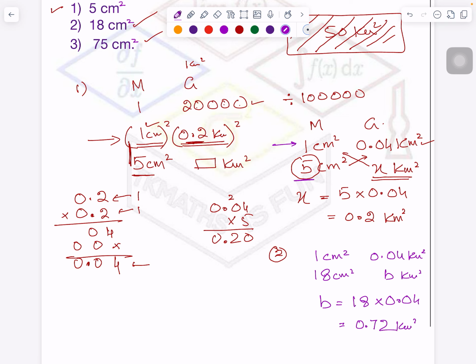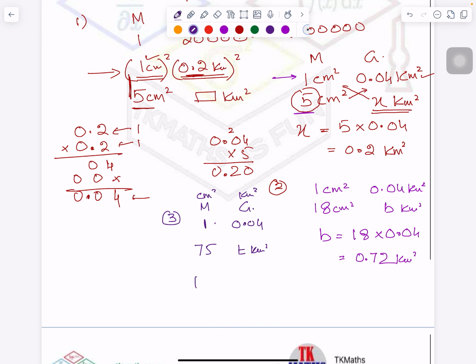And for part 3, again I will use the same scale because it is the same question. 1 square centimeter, this is square centimeter, and this is square kilometer. Now it is 75 this time. We can use any letter. Cross multiply. Let me do the cross multiplication for you in case you don't know decimal multiplication.